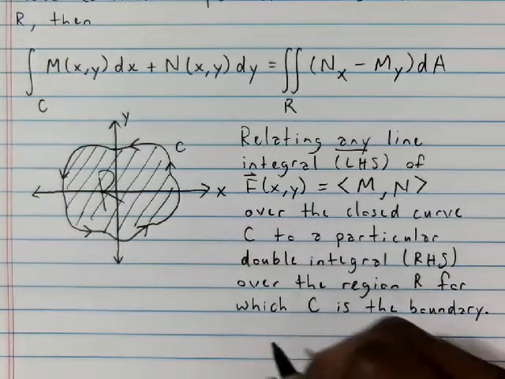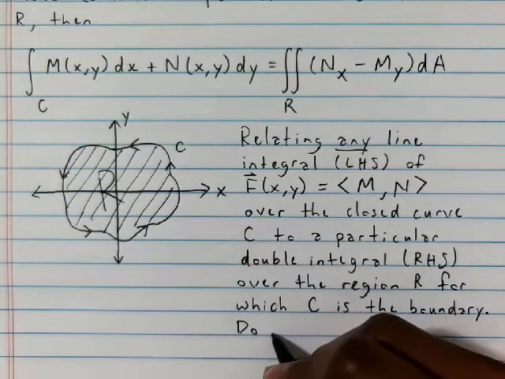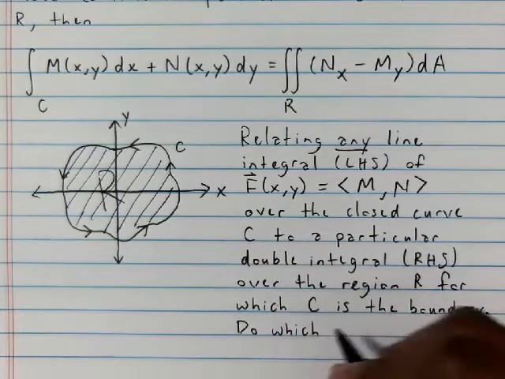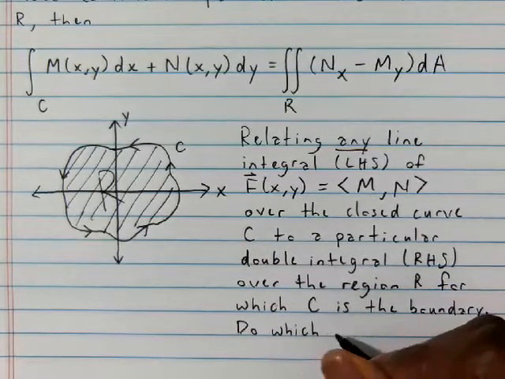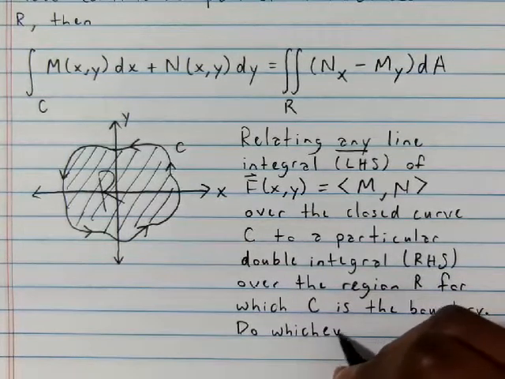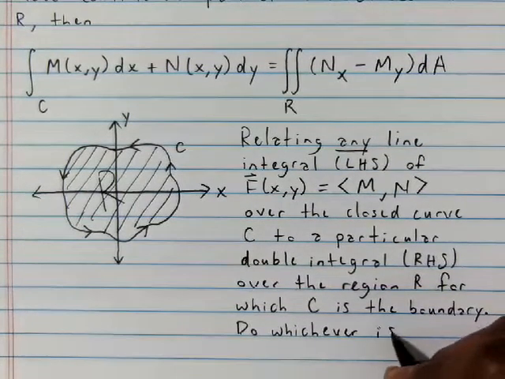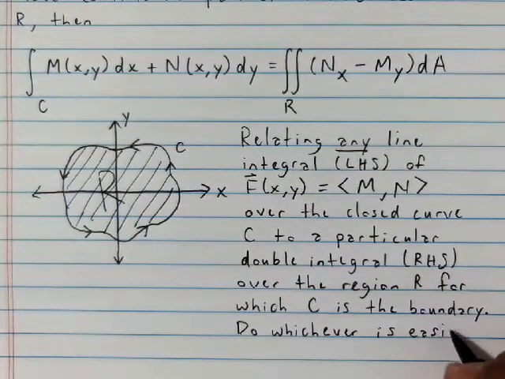Do whichever is easier, or evaluate whichever is easier is probably a better word than do, but do whichever is easier.